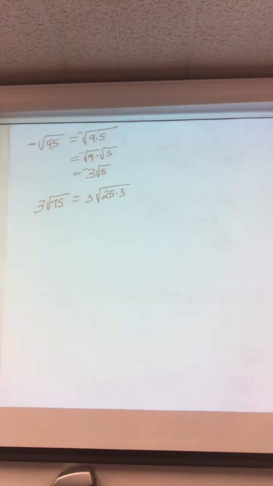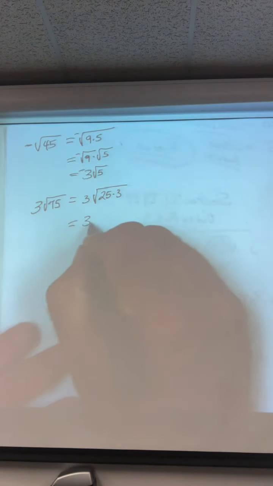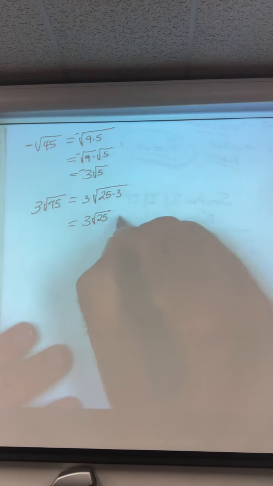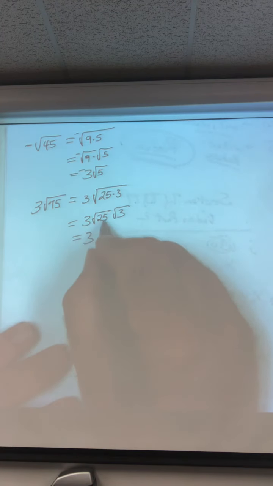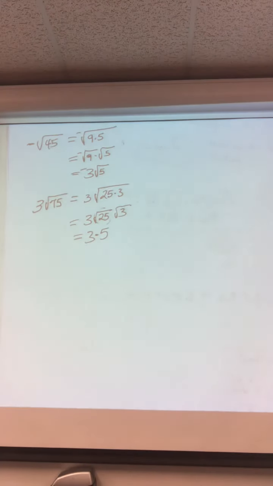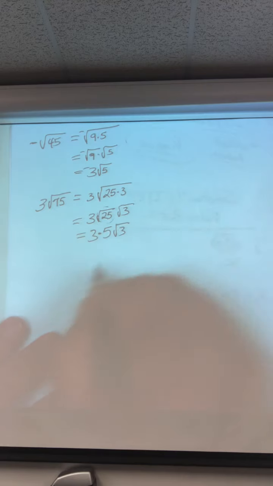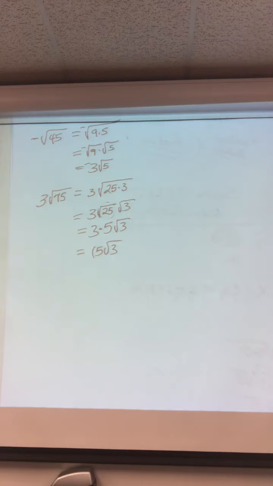Now notice I left that 3 out front, and that's understood, 3 times square root of 75. Now I can break this into 2 radicals. One part is doable. Square root of 25 is 5, and that's multiplied. I'm going to put a dot there so that it doesn't look like 35. And the part that is not doable, leave alone. So this would be 15 square root of 3. Okay?